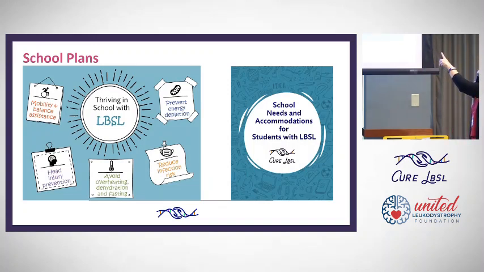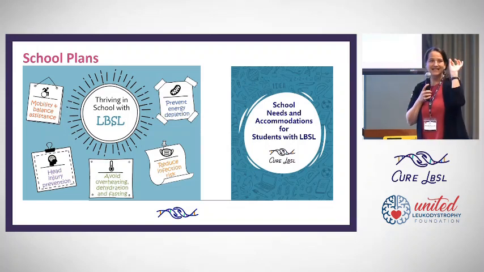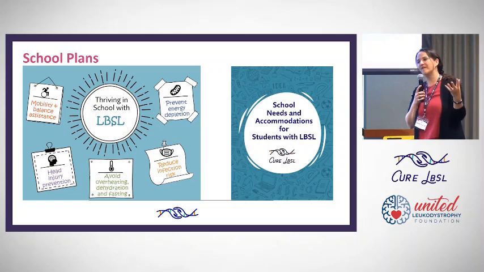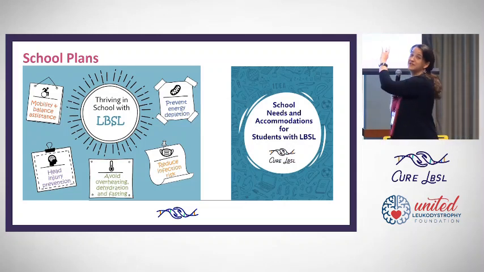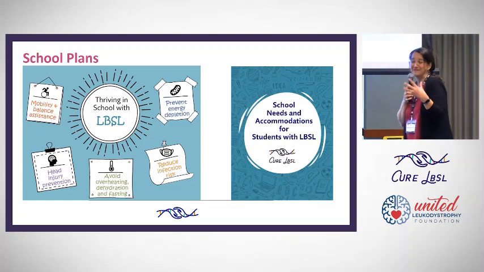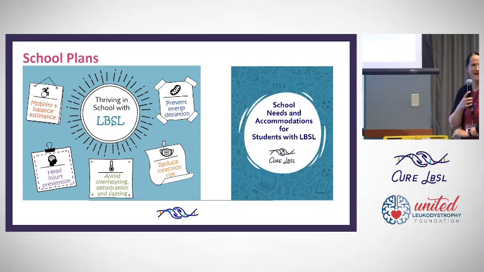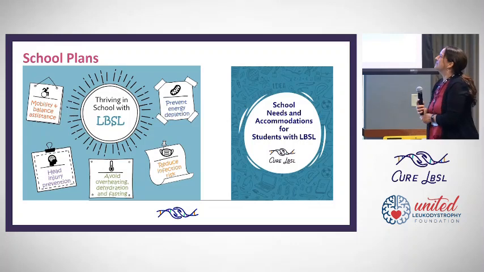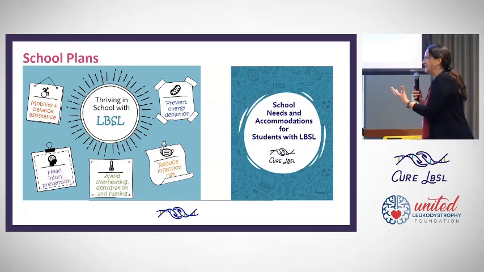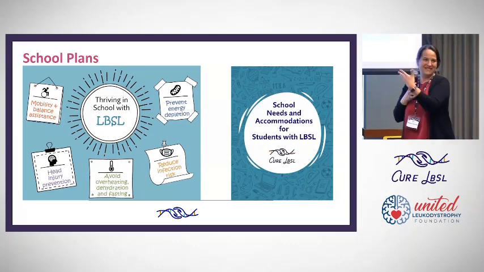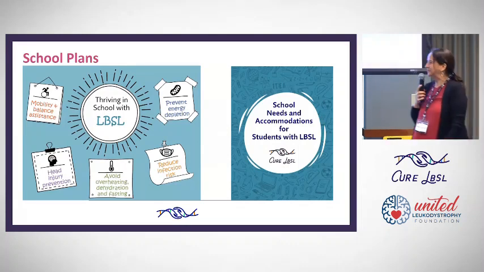So we've got that information for thriving at school, and we worked with a special education teacher to help us. The other document is called School Needs and Accommodations, and it is a line-by-line checklist of various accommodations that could be provided to kids with LBSL or related leukodystrophies, very relevant to many of the other rare diseases. So please, please take it and modify it as needed for others. Sometimes you don't even know what to ask for. You don't know what's available. You don't know unless you've spoken to another family or you've seen a list like this. So that was our goal.